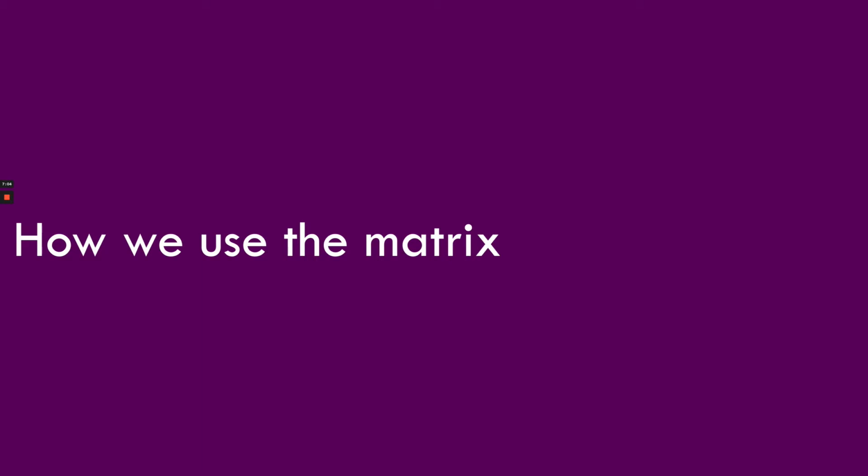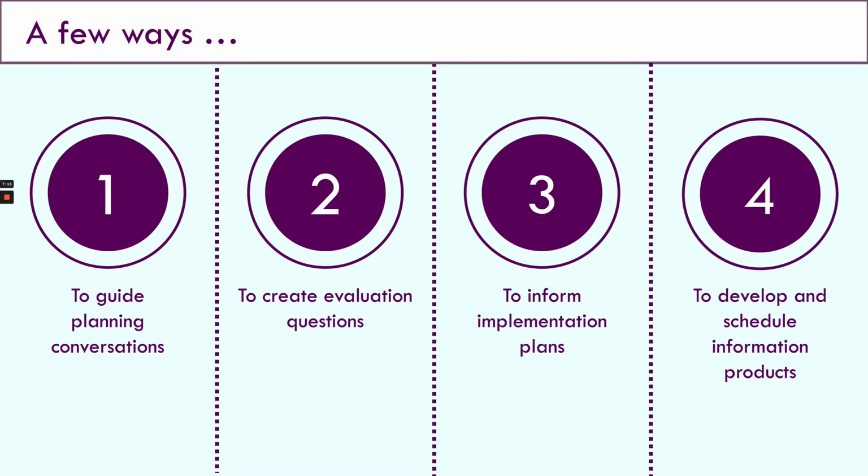So I'm going to walk through a couple of populated examples here just to illustrate what this looks like in practice, at least for us. A few of the ways that we use this matrix is, one, up front in our planning conversations. On the next slide, I'll show you a few of the questions that we ask to prompt our stakeholders to think about what needs to be thought about to populate the matrix. But it's really useful in guiding our planning conversations.